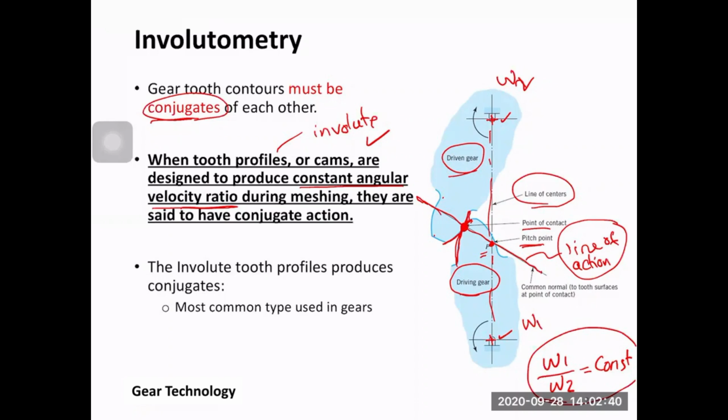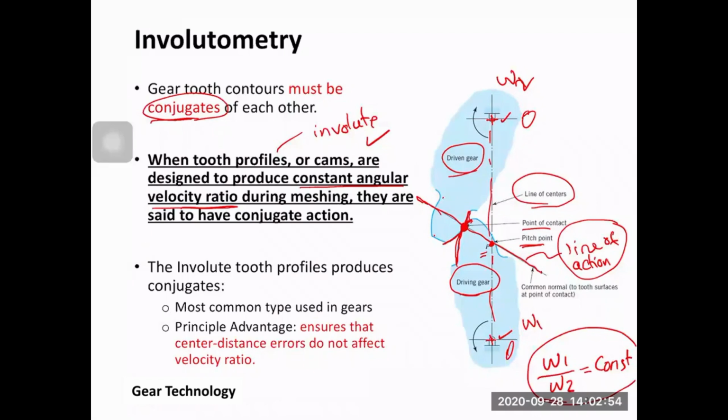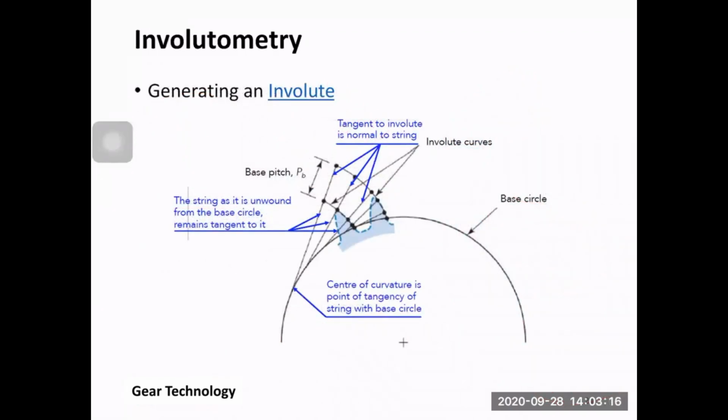The principal advantage of this is that it ensures center distance errors do not affect the velocity ratio. It means that if we have any error between this center point and this center point, due to misalignment or errors during installation, etc., they do not affect the velocity ratio between these two gears. There is one way of producing this involute curve, an engineering drawing method of doing this.